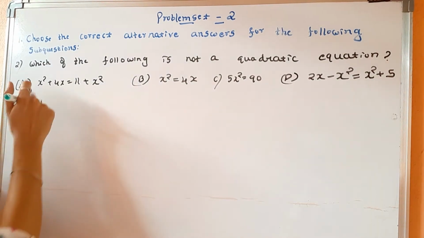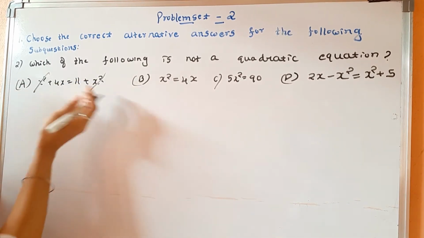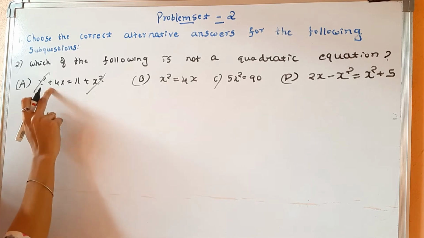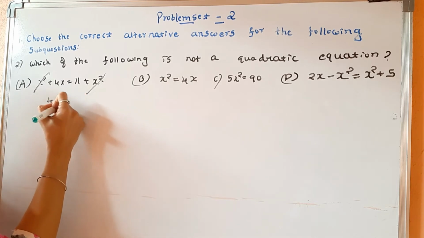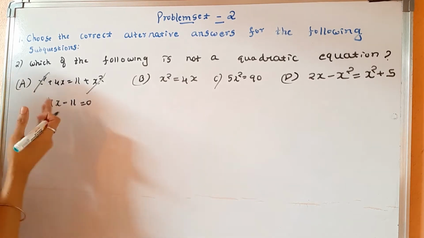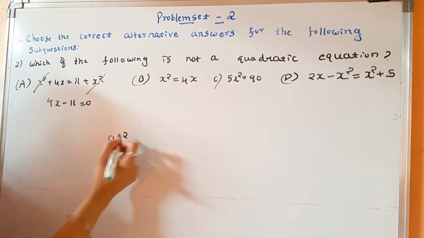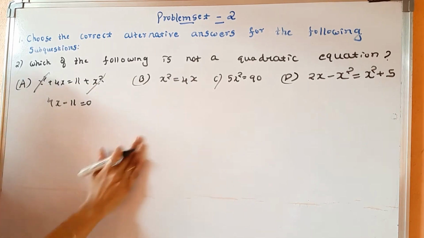See the first question, x square plus 4x is equal to 11 plus x square. x square will get cancelled because if you bring this side, the sign will change. 4x is equal to 11, so 4x minus 11 is equal to 0. We got a linear equation. It is not a quadratic equation. Directly I can say this is the answer. Why? Because it doesn't have ax square. The degree of the variable is 1. So this will be the answer.